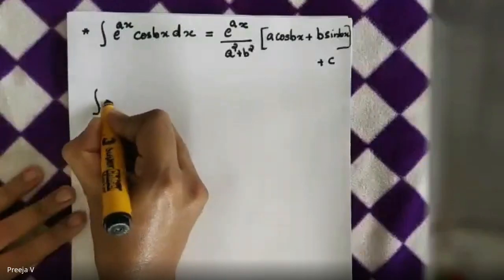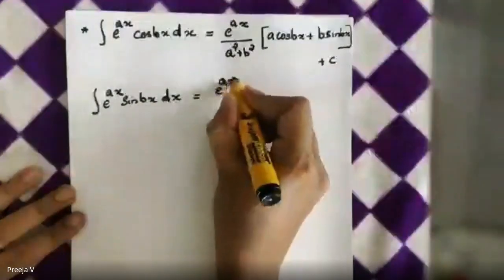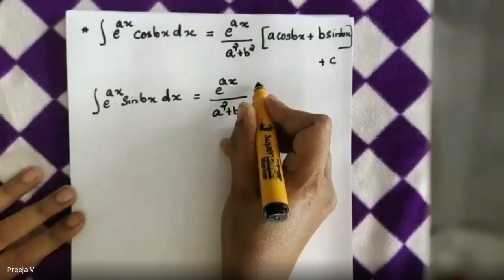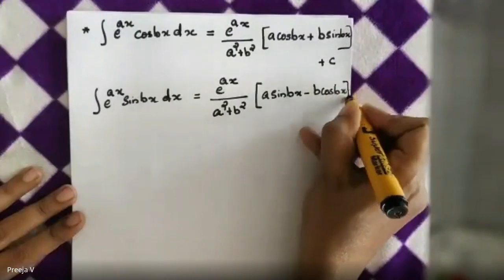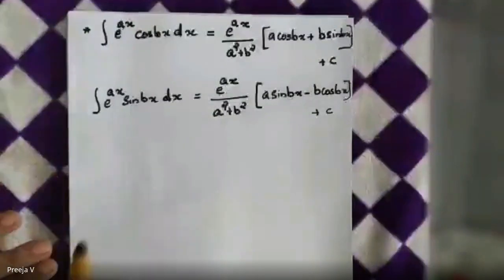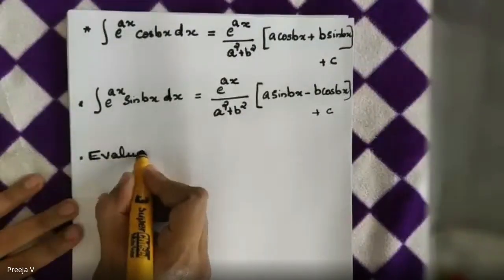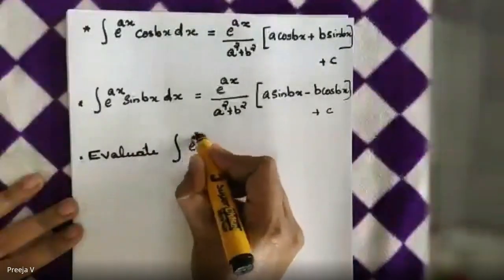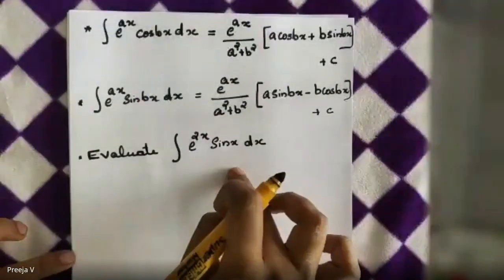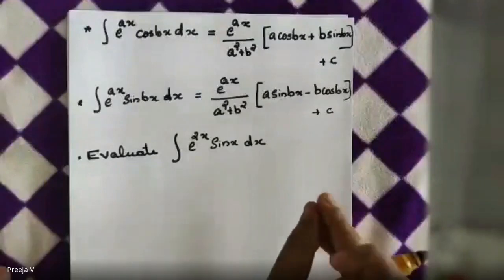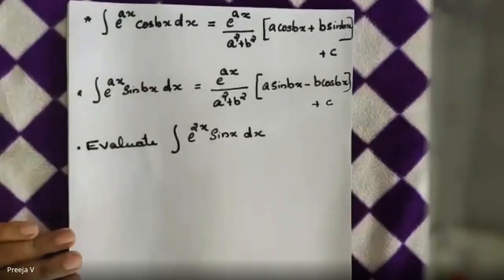Similarly, integral e raised to ax sin bx dx is equal to e raised to ax divided by a square plus b square, into a sin bx minus b cos bx, plus c. For example, suppose we have to evaluate integral e raised to 2x sin x dx. Normally, you would use integration by parts, which takes more steps. Using the formula is quicker.